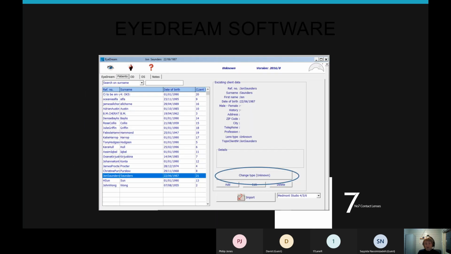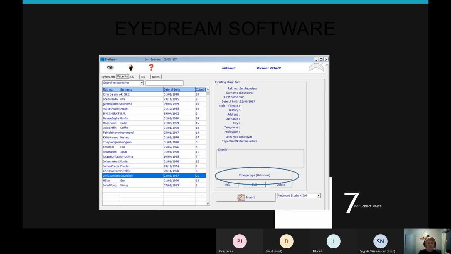So you take your topography in the topographer software, and then you export it out into the EyeDream software. If you're using a Keratron Scout or a Medmont, there's a button built into the topographer software that allows you to do a direct transfer into the EyeDream software. If you're using another topographer, then you have to export it out into a folder and then import it into the EyeDream software. So it's just another small step.